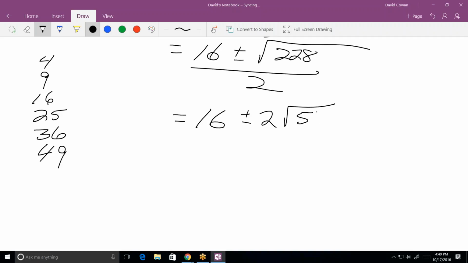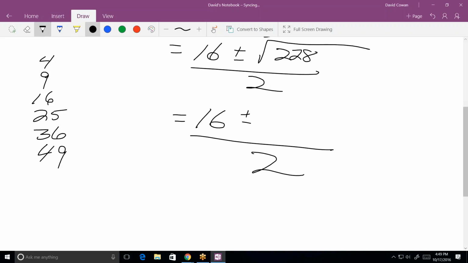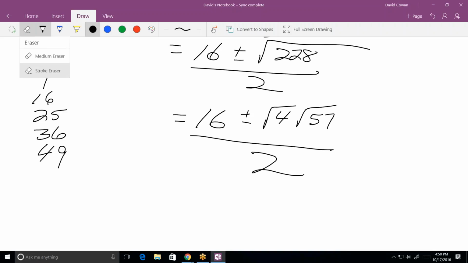Wait, why did you put 2? Well, because here's what it really is. It's root 4 times root 57. That's the way I factor it: I first break the number apart into two factors, one of which has to be a perfect square. And because that's a perfect square, I'm going to be able to replace it with a whole number 2. With me? Now what can I do?